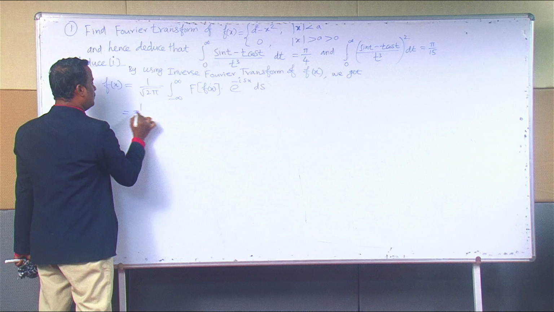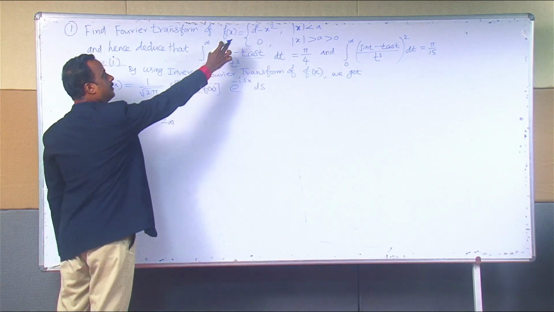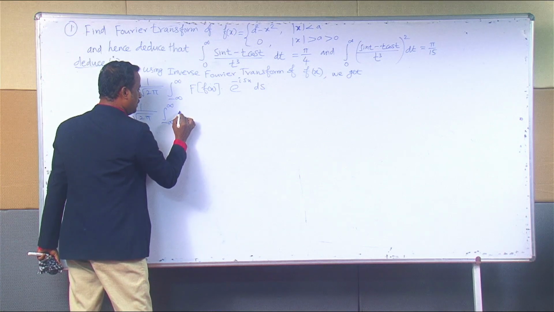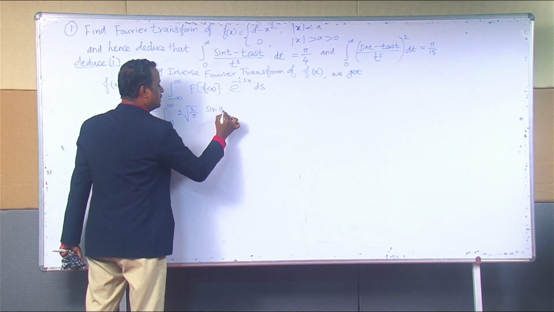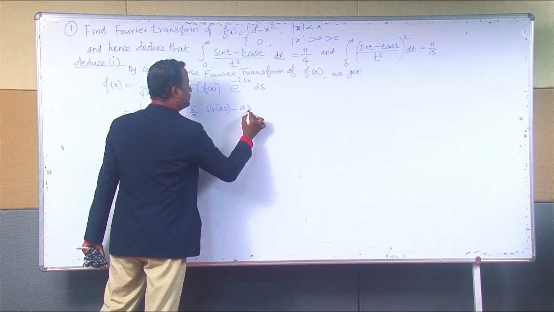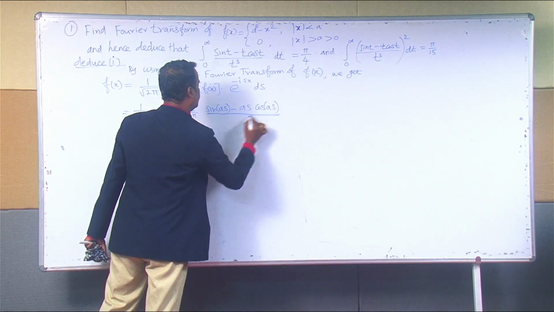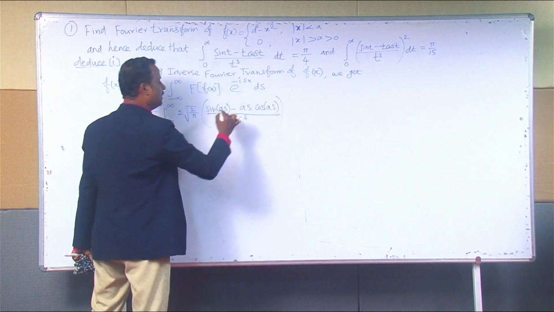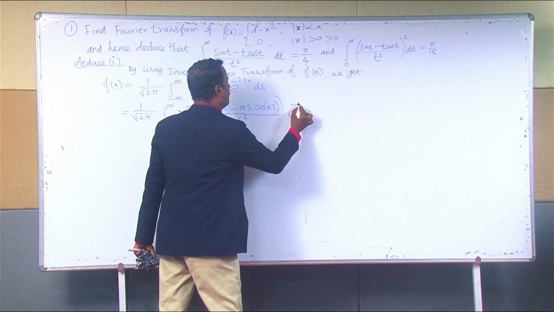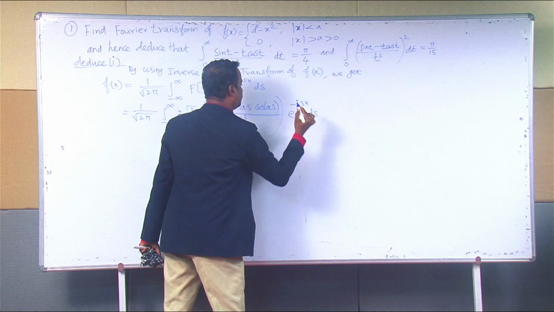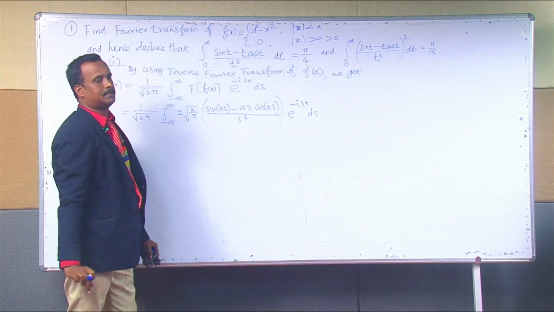What is 1 divided by root of 2 pi, integral minus infinity to plus infinity? What is the Fourier transform of the given function, which is nothing but 2 into root of 2 by pi, sin as minus as cos as divided by s cube. This is the first part of the proof, that is the Fourier transform of the given function into e power minus isx ds. So using this formula, we can find the first answer, that is the first deduction part.